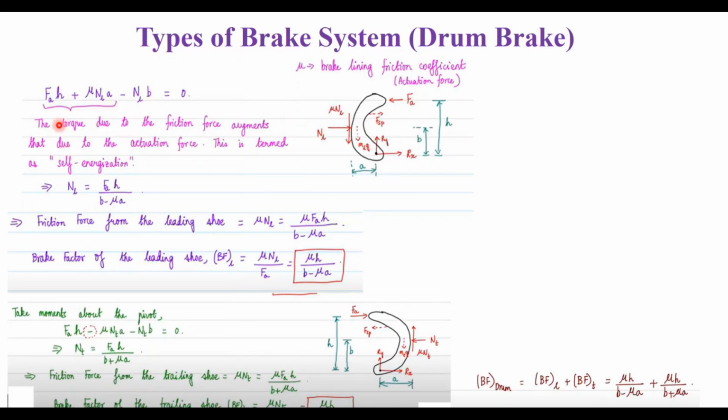And these two terms, you call this the torque due to the friction force, and this is due to the actuation force. This is termed as the self-energization. And how can we describe NL? NL is the normal force from the leading shoe. So L stands for leading and T is trailing. So this is the lumped force.